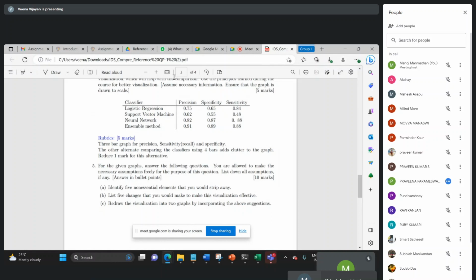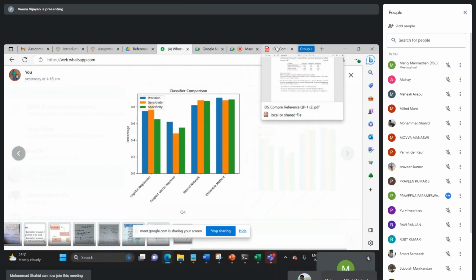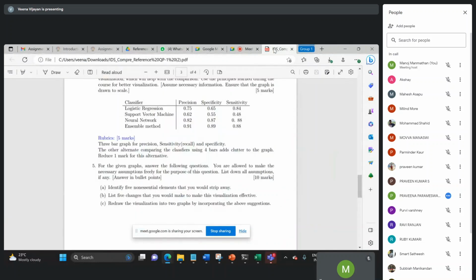In this diagram, we are putting the algorithm here. If we put precision, sensitivity, it will be four bar graph, four bars for each case. Like for precision, we have four bars, and for sensitivity, we have four bars. I felt the other one is more meaningful, but they are telling they will reduce marks. Yes, the other one is more meaningful because we can easily compare the algorithm by using it.